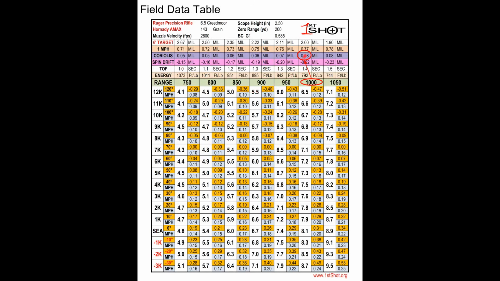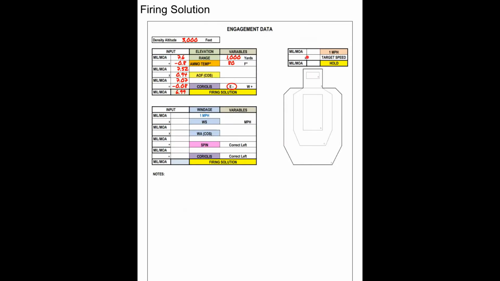Now we're going to look at Coriolis, 1,000 yards. We're going to go to our Coriolis, 0.08 mil correction on that. And because we're shooting to the east, it's going to be a negative. If you're shooting to the west, it's going to be a positive. So that brings us a final firing solution of 6.99, so that's 7 mils. So we're going to dial 7 mils.